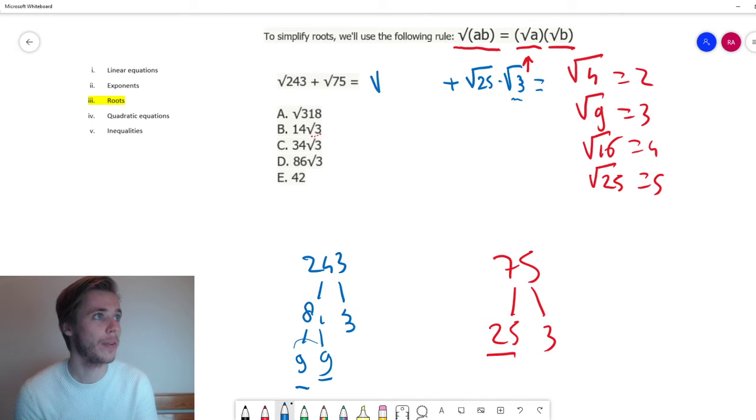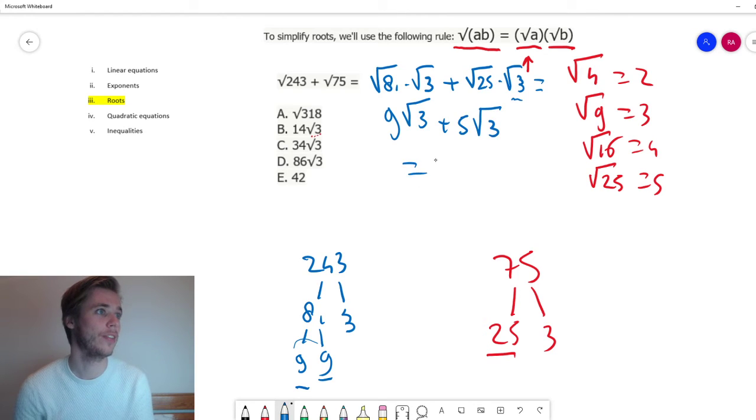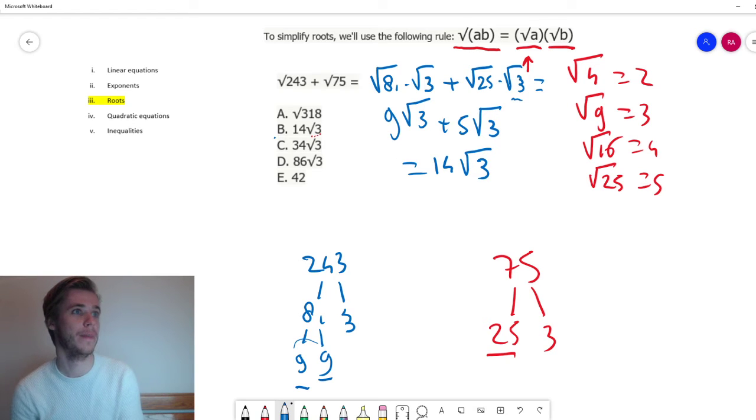So it's the square root of 81 times the square root of 3. And now we have to simplify. So the square root of 81 is 9, the square root of 3, plus 25 times 3, so that is 5 square root of 3, which gives us 14 square root of 3. Answer B.